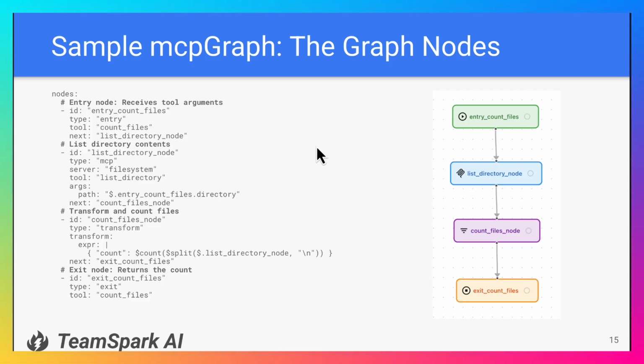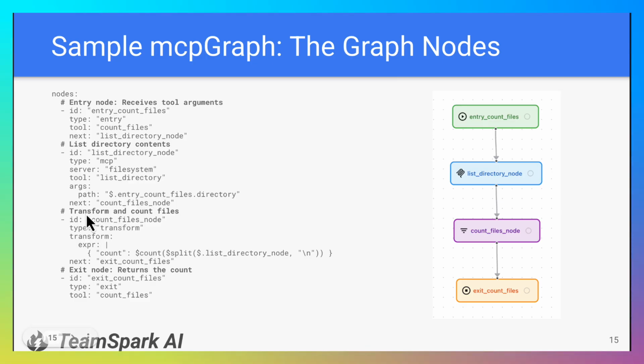This graph has an entry node that takes the parameters from calling the exported tool count files. Its next node is the list directory node, which is an MCP node. It calls the file system MCP server, the list directory tool, with an argument, which is the entry node's directory parameter. So this is the directory parameter passed into the function.